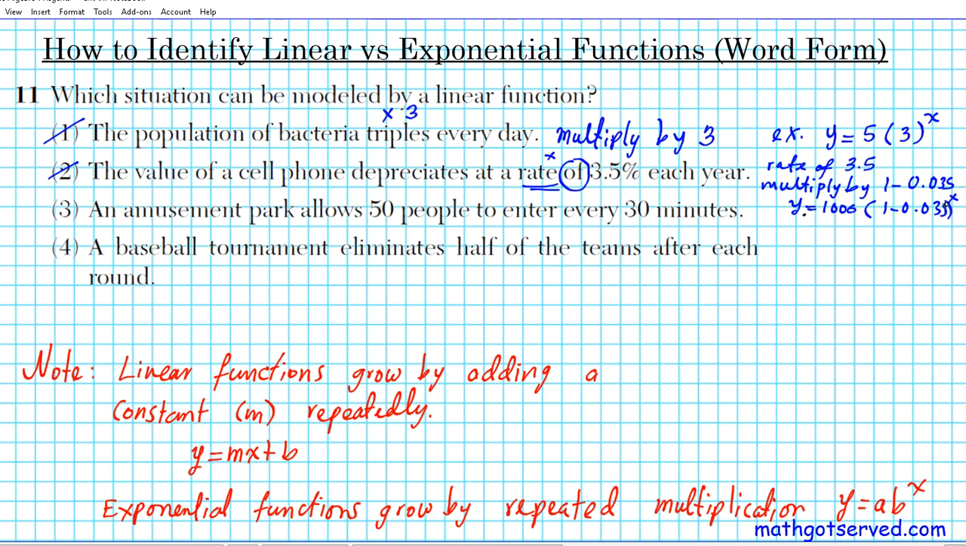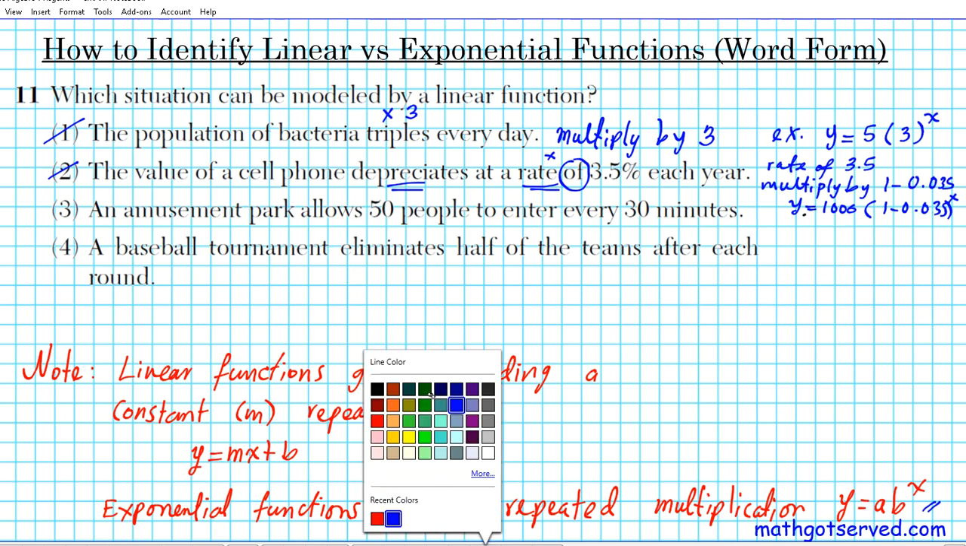You can see this representation right here is that of an exponential function. Don't forget, if you have a rate of a certain percent, it is basically repeated multiplication. Depreciation indicates subtraction, and if it were appreciation, we will add this percentage value to 1. Alrighty, now let's take a look at option 3.